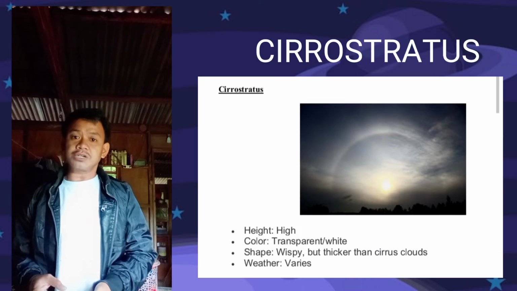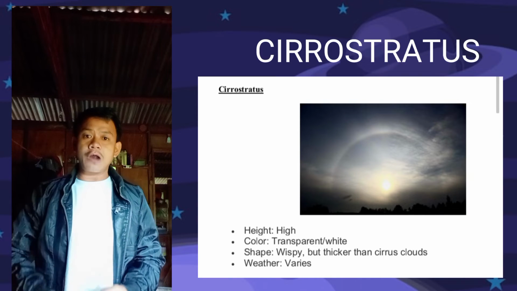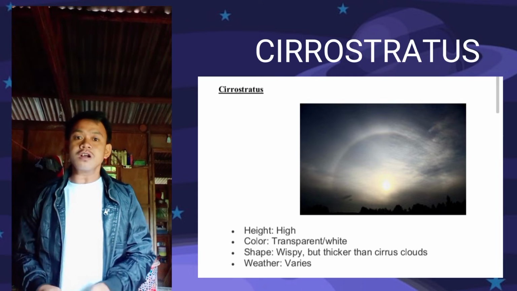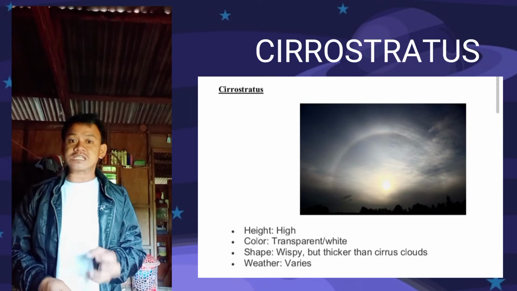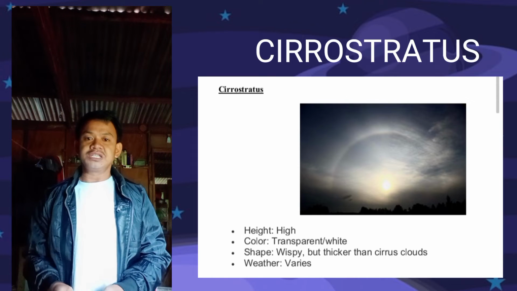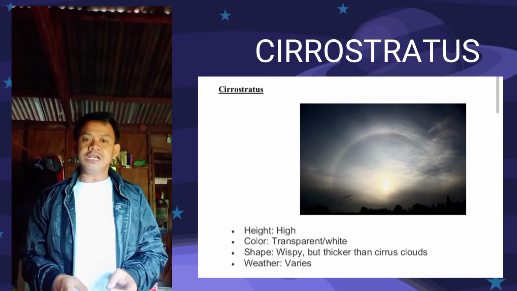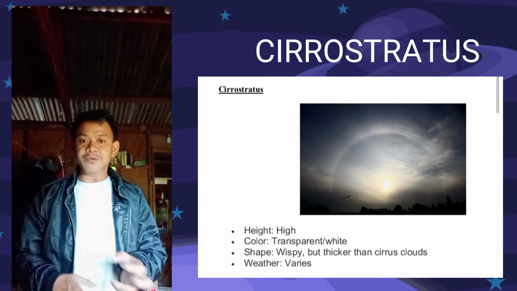Number four of the types of clouds, we have cirrostratus. Cirrostratus are transparent, wispy clouds that cover most or all of the sky. The best identifier of a cirrostratus cloud is the halo or ring of light surrounding the sun or the moon.